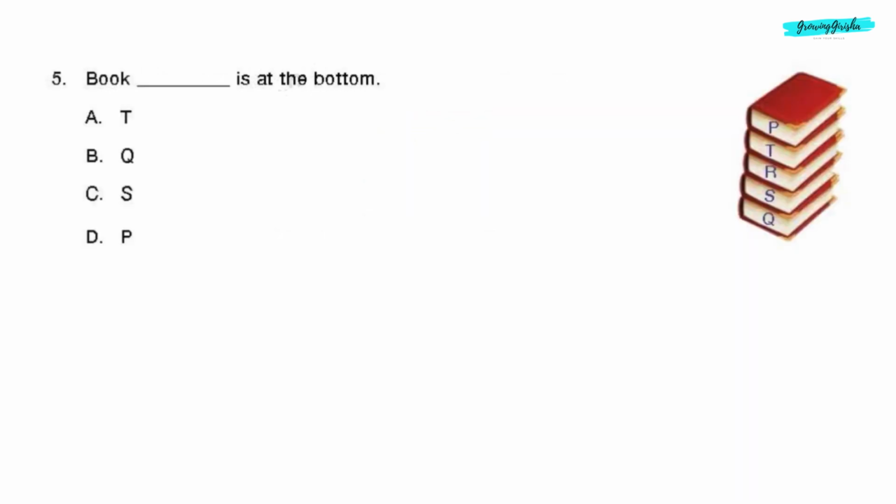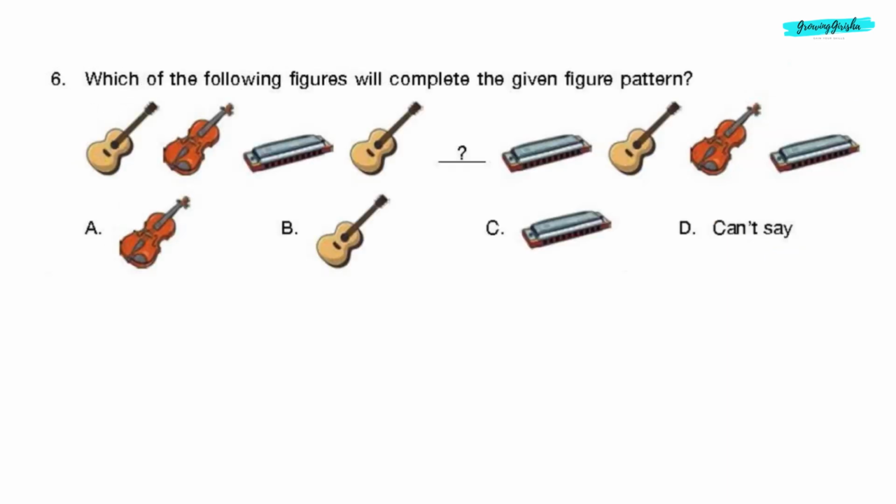Question 5. Book dash is at the bottom. If you see the figure carefully, book Q is at the bottom. So option B will be the correct answer.